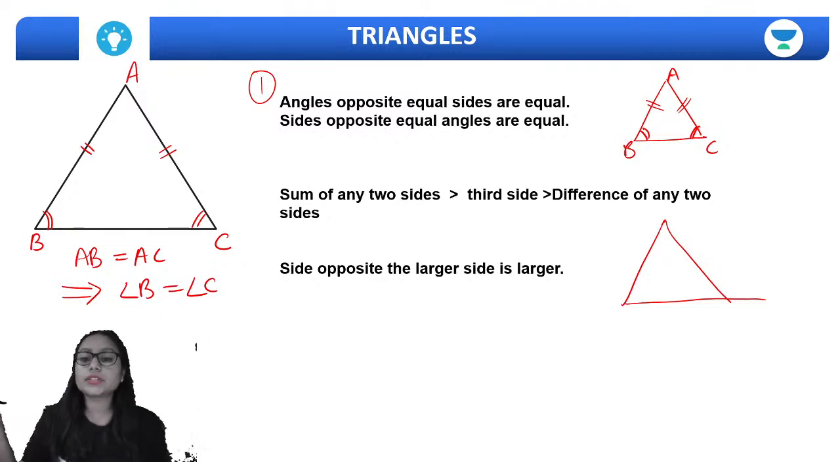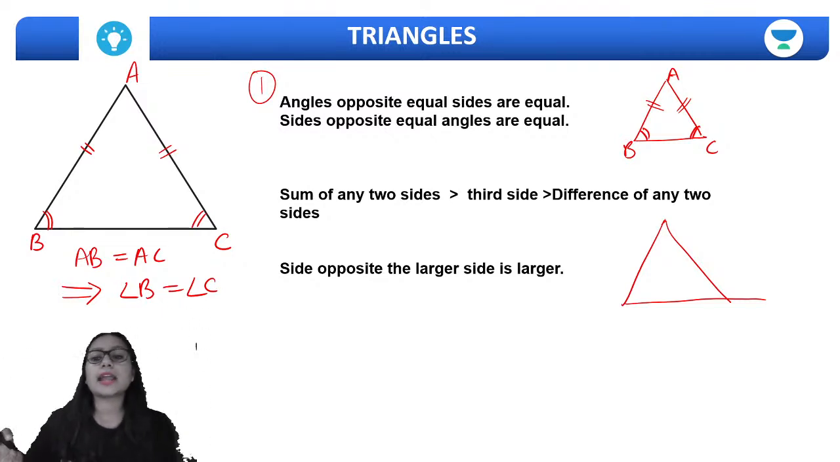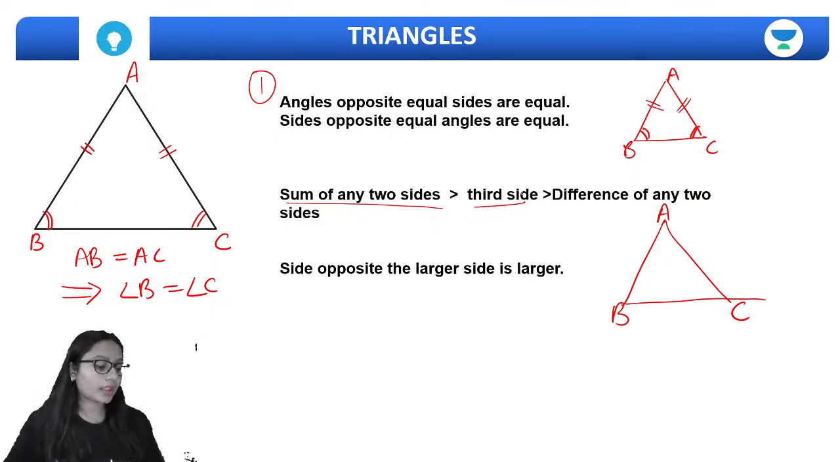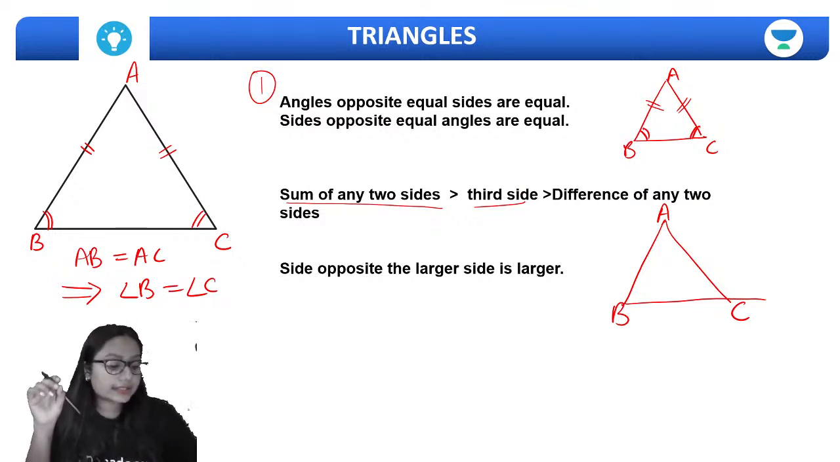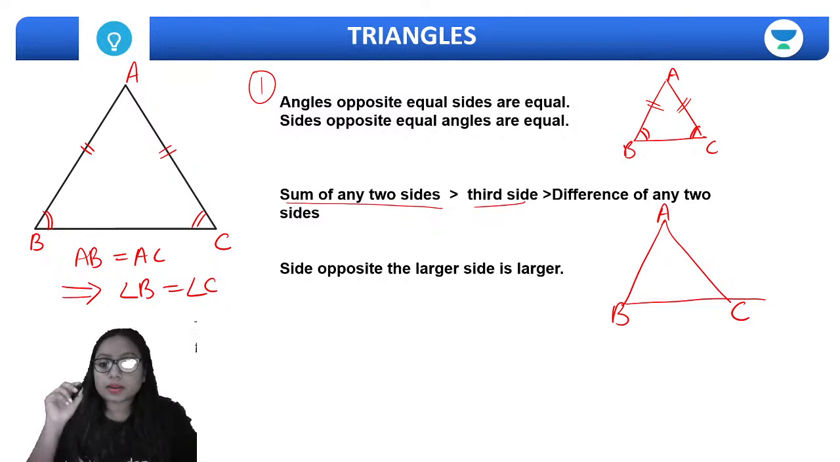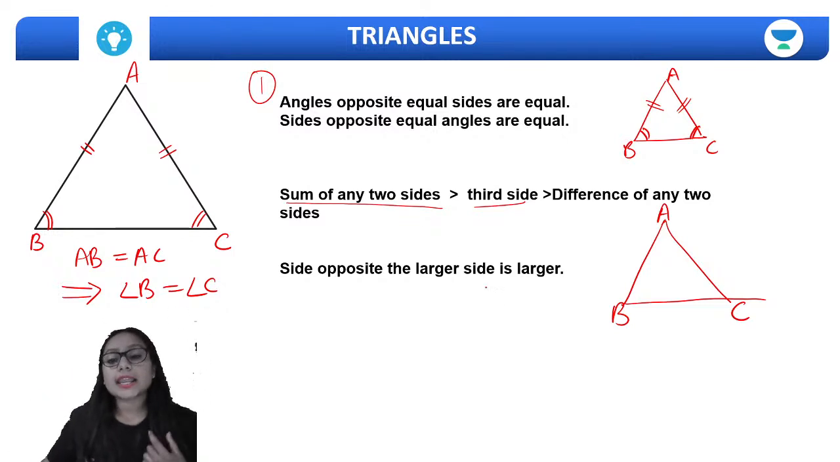If the sum of any two sides would be less than the third side, the triangle won't be formed, right? So generally we know the first part of this theorem, that the sum of any two sides of a triangle is greater than the third side. But there is a second part of this theorem which is very important, and you should remember that as well. The second part says that the third side is greater than the difference of any two sides.